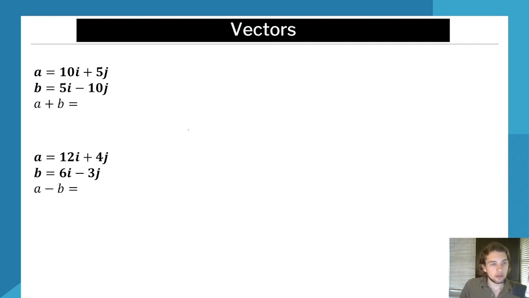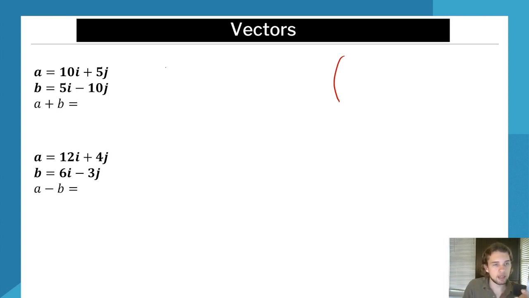So let's look at actually doing some addition using component form, which I would say most operations that you're going to be working with, component form, or you could also put it in column form, matrix form. These are the easiest forms to operate in.